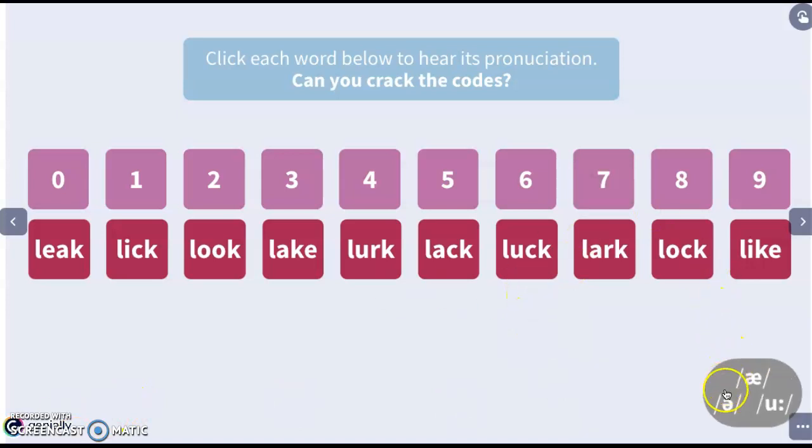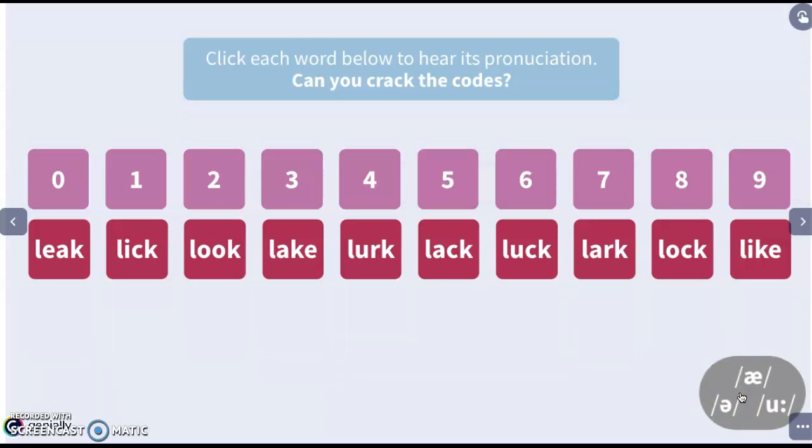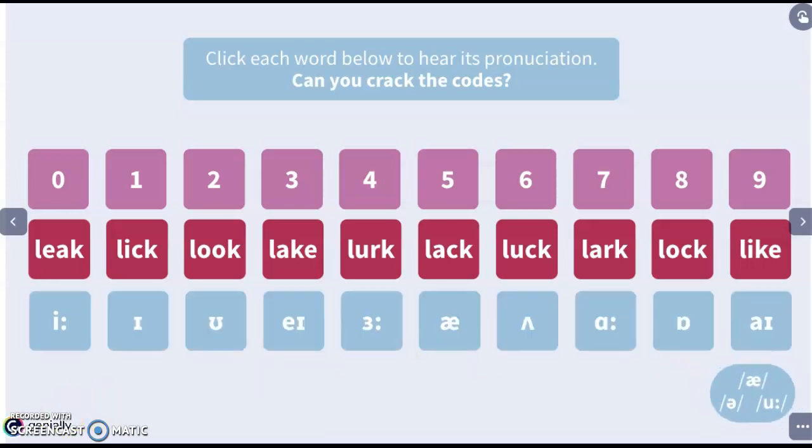You'll notice as well at the bottom right of the screen we have this icon. If you click that, then the phonemic script will appear for each of these central vowel sounds as well. So we can switch that on or off if we want.